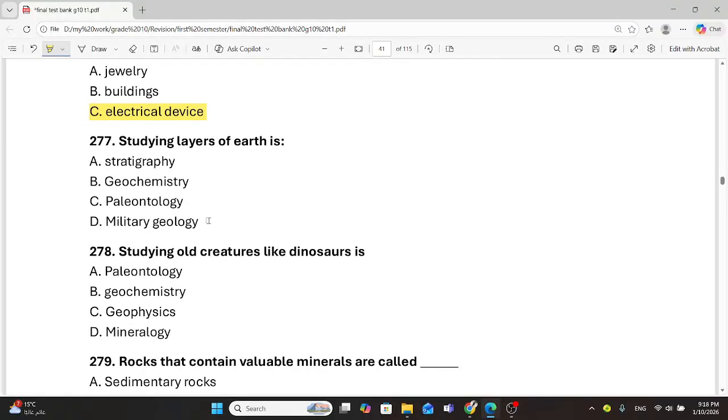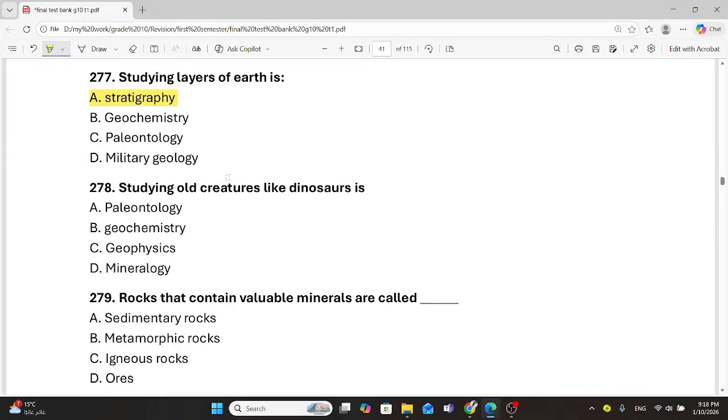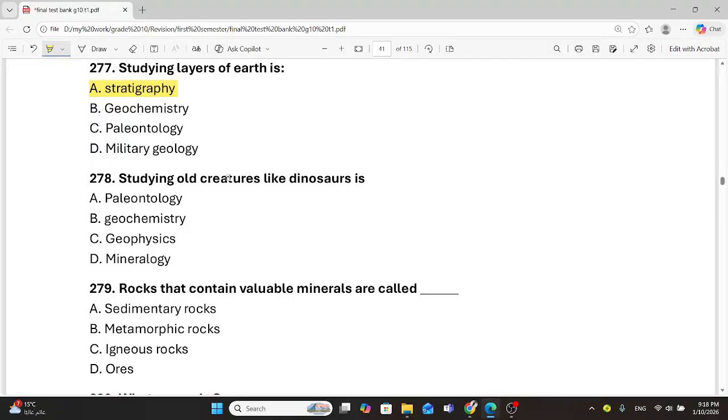Studying the layers of the earth is stratigraphy, geochemistry, plantology, or military geology? I am studying the layers of the earth, so this is stratigraphy. Studying the old characters like dinosaurs is paleontology.